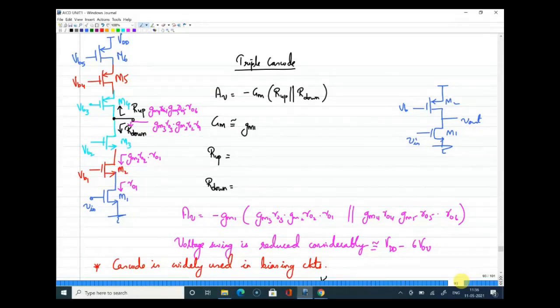So looking at this point, the resistance is R naught. Now when I see from this point, this impedance will be magnified by the intrinsic gain of M2. In a similar way, whatever is seen from here will be magnified by the intrinsic gain of M3. That is how we write the output impedance. The same thing will be followed even for the load structure, the PMOS devices.